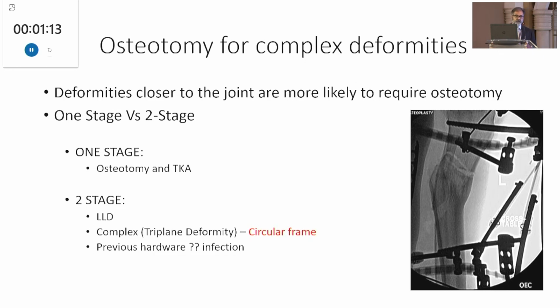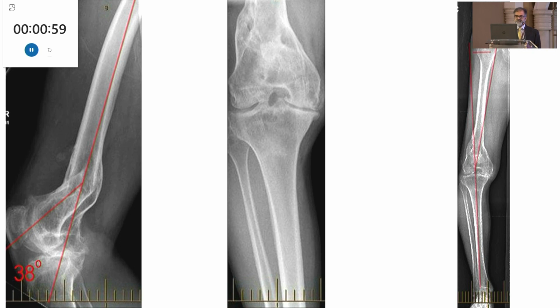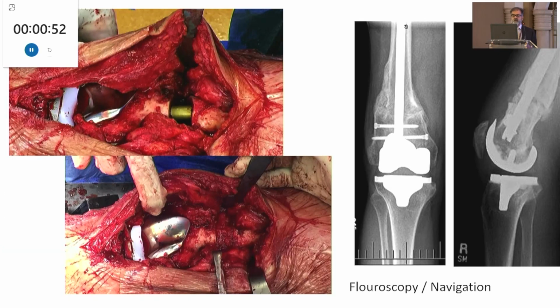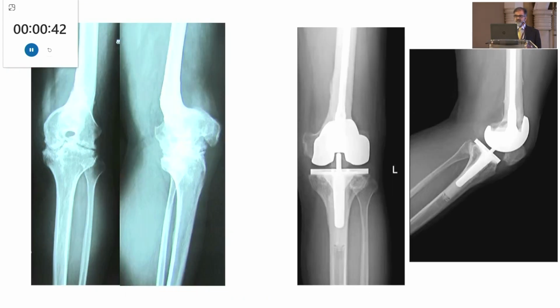Now, if you do have to perform an osteotomy, whether it's one-stage or two-stage, it depends on any additional factors like leg length difference, complexity, where you need a circular frame, or previous hardware. This is a case that we discussed earlier. Looks pretty innocuous on the AP, but this required an osteotomy, bone grafting, and then followed by a standard knee replacement. The osteotomy was stabilized with a nail. Or you can stabilize the osteotomy with a stemmed implant in a similar case.